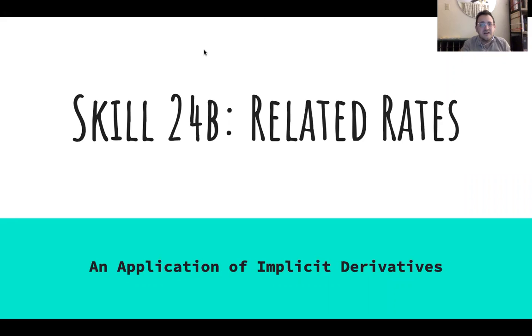Alrighty. This is the last calculus lesson of the semester. Not the last lesson of calculus, though. So we're going to extend Skill 24 a little bit and also show the application problems of implicit differentiation. This is titled Related Rates.